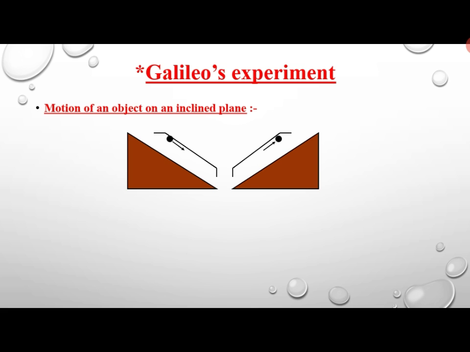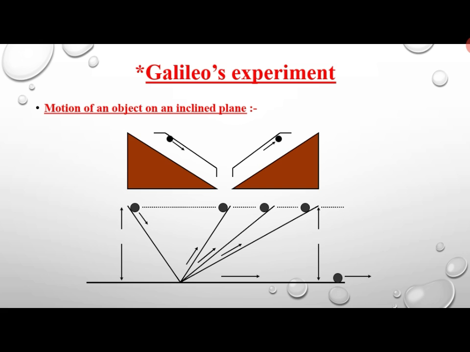If the inclination of both the planes are equal, then the marble ball will reach the same height when it rolls down and rolls up. But if we consider a case in which we are changing the inclination, what Galileo observed is that if the inclination of the second plane is decreased, the ball will travel more distance to reach the original height.